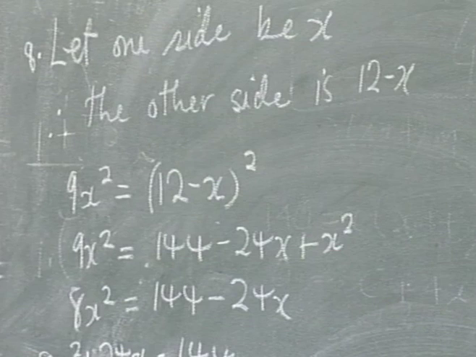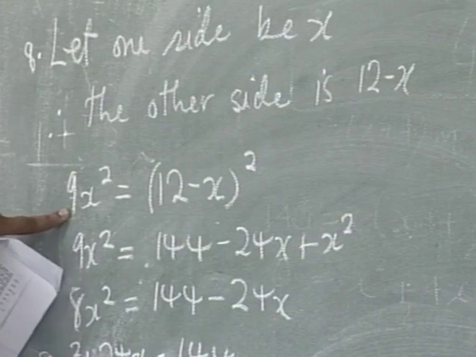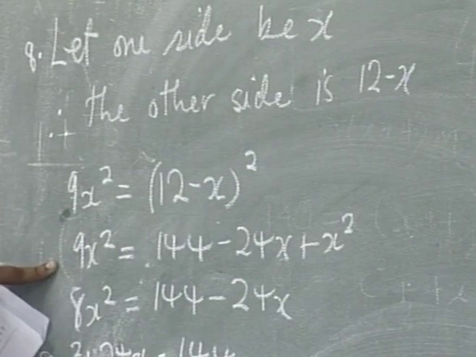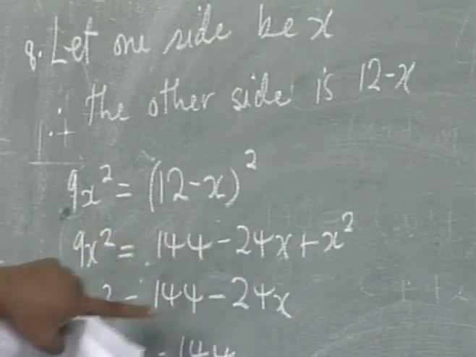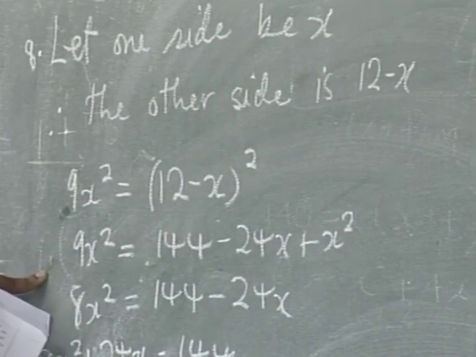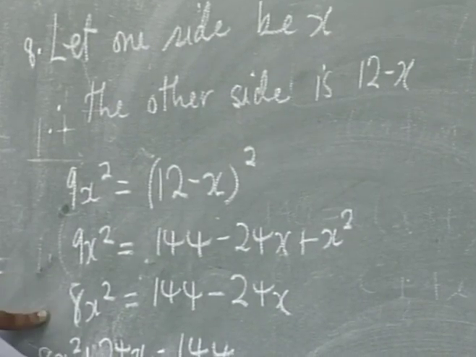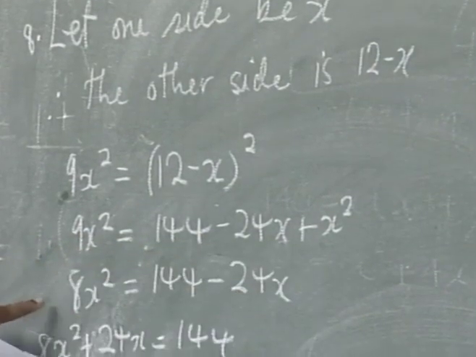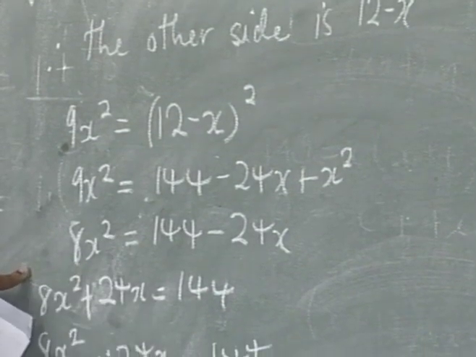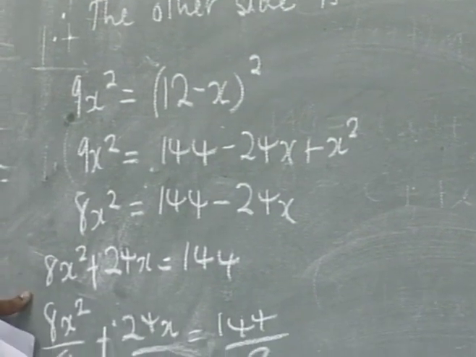Okay, since it says that the other part was 9 times the square, we got this as 9x squared, which equals 12 minus x squared. Then we worked it out and we got 9x squared equals 144 minus 24x plus x squared, and we brought this x squared to this side and we minused it and we got 8x squared equals 144 minus 24x.